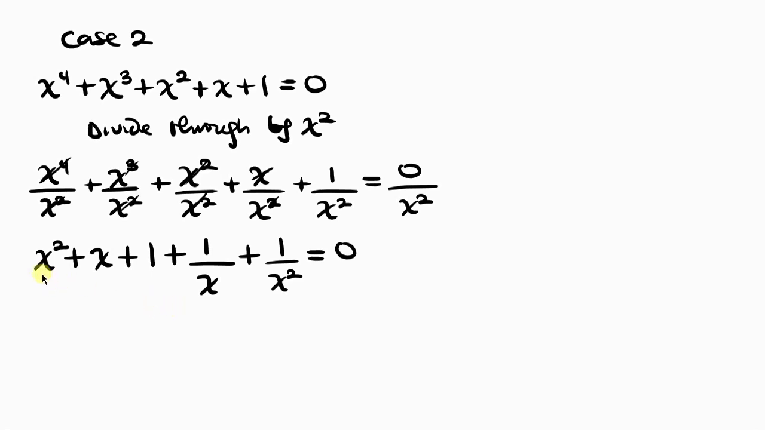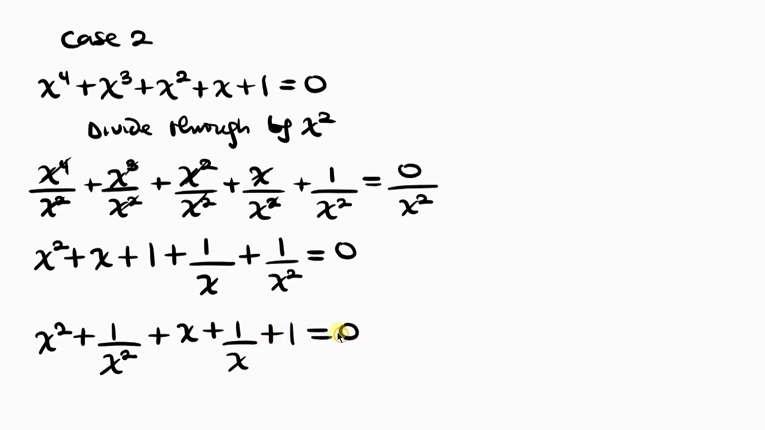So firstly, the terms with x squared. So we have x squared here plus 1 all over x squared. And then plus x, the terms with x, plus 1 all over x. And then lastly, we have 1. And this is equal to 0.